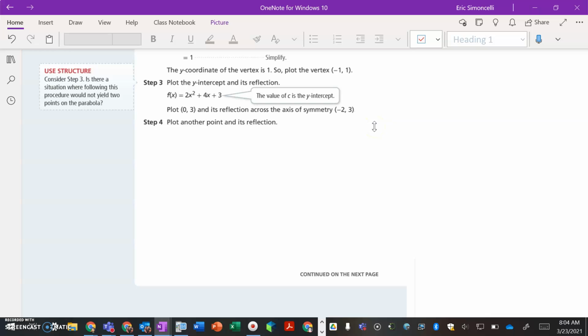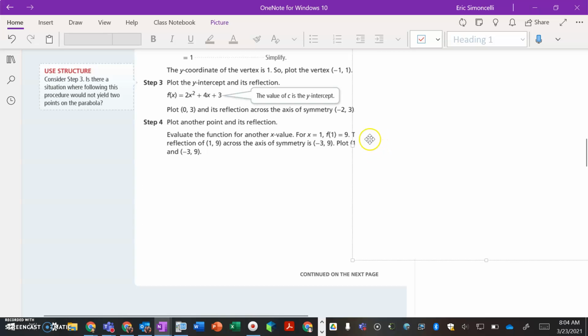Plot another point and its reflection. We're going to evaluate it. For x equals 1, you'll get 9. And then, as we're going to see here in a moment, and I'm going to uncover more here for you, the reflection of 1, 9 across the axis of symmetry is -3, 9. We're going to plot 1, 9 and -3, 9.